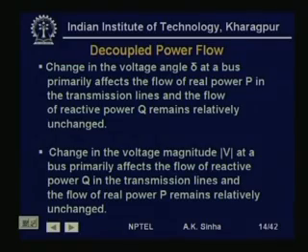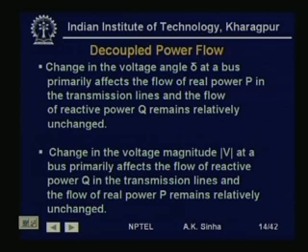We know that a change in voltage angle delta at a bus primarily affects the real power P in the transmission lines. That is, delta primarily affects the real power flow in the transmission lines, whereas the reactive power flows remain more or less unchanged. The same thing we see if we change the voltage magnitude: then the reactive power flow on the transmission line gets changed, but the real power flow remains more or less unchanged.